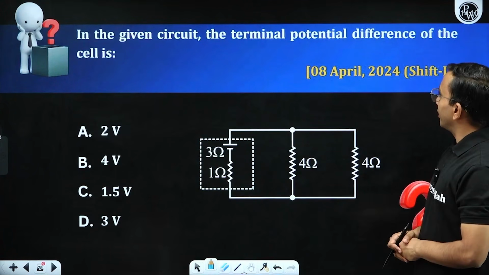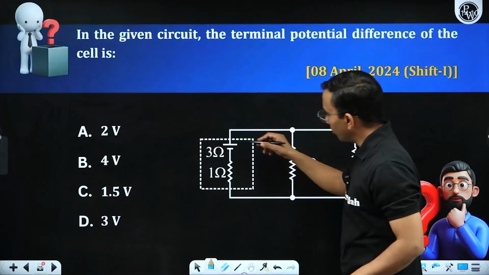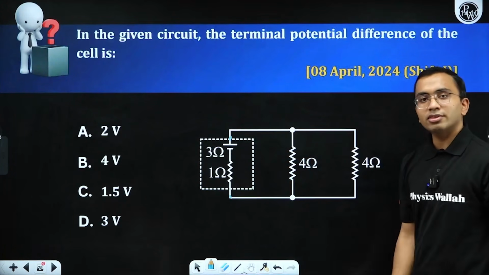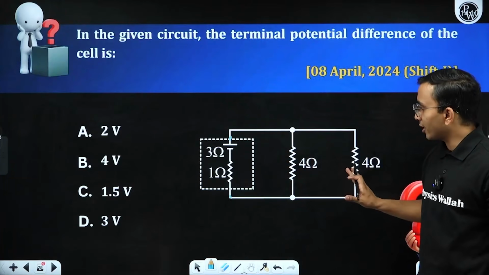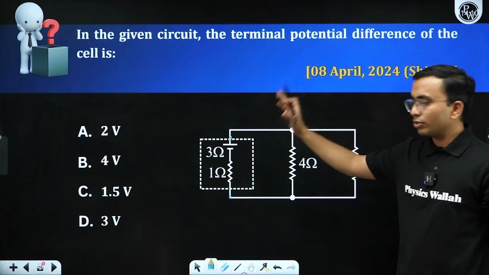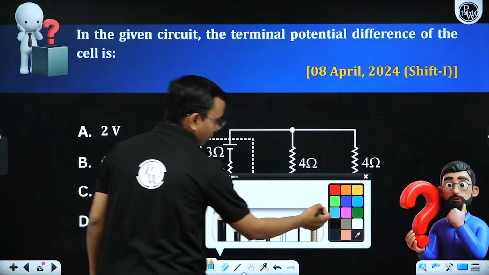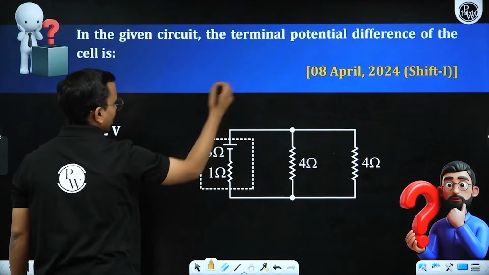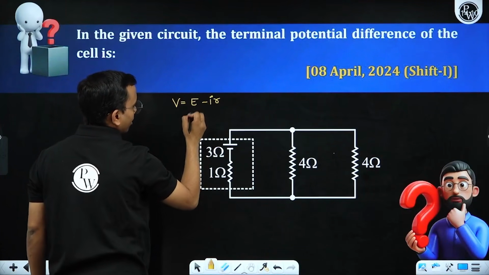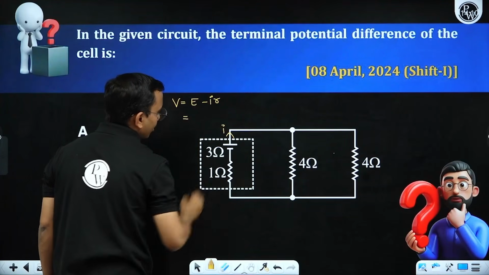In the given circuit, what is the terminal potential of the cell? Is this charging or discharging? This is discharging, isn't it? There is no other source. We are not supplying any current to this battery. So this battery is discharging. If that is discharging, I'll say V terminal is E minus IR, where I is the current. So current will be like this, supplied by the battery.